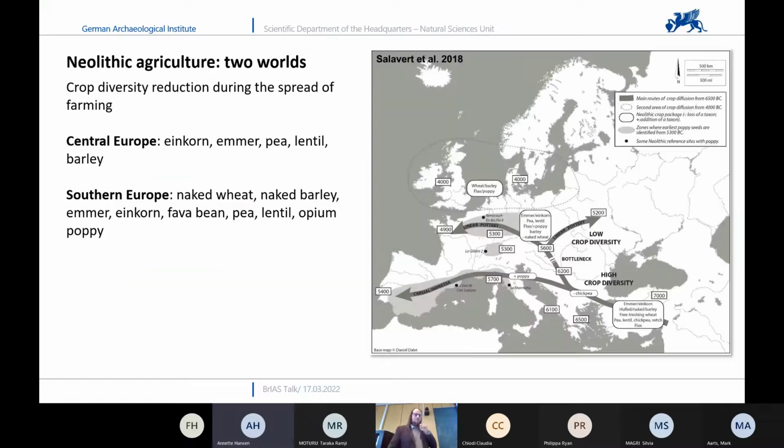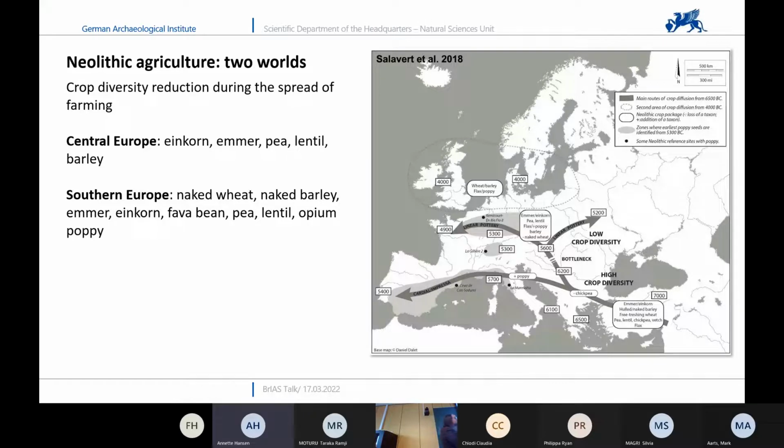Yes, so I will move on from this long introduction. Just to tell you, one of the key issues of the project that we are considering is that the Neolithic farming can be divided into two different worlds. The Neolithic spreads towards the southern Balkans, current Greece, and from there one route of spread moves to the north through the central northern Balkans, Carpathian Basin, and further into Europe, northern Europe, and the other route is along the sea. And these two routes have different crops moving with them.